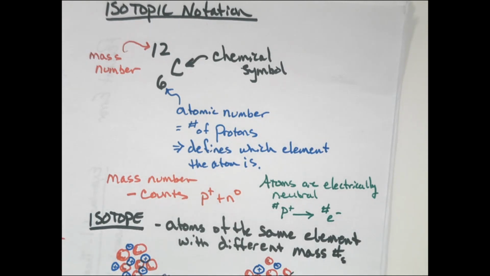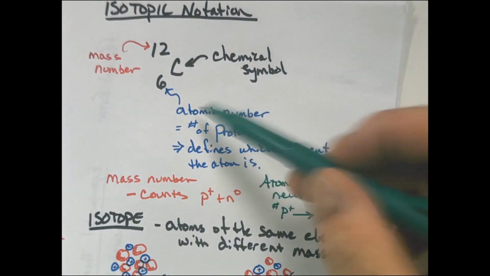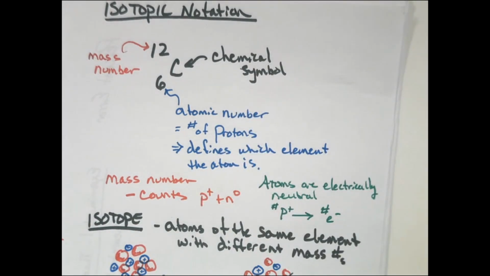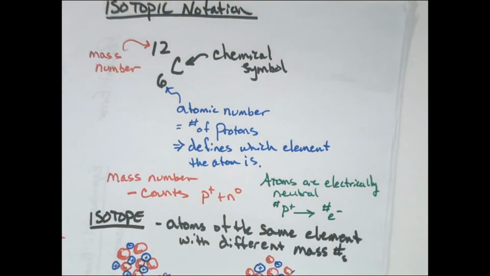But electrons can change atoms. Electrons are free to move. And so sometimes you'll have a particle that used to be an atom that has either gained electrons or lost electrons. The atomic number still stays with the number of protons. Okay, and that's it for today.